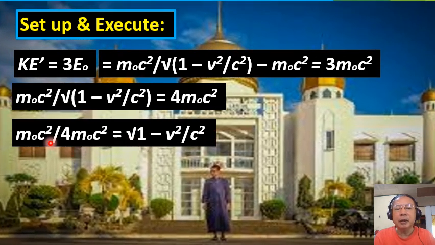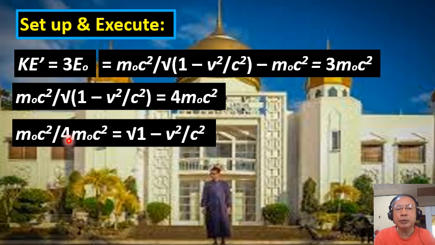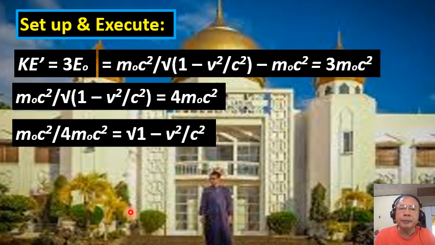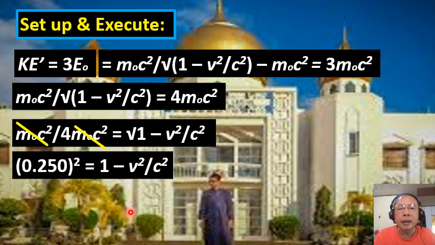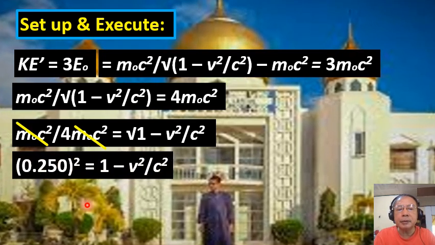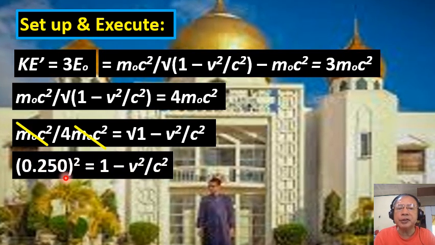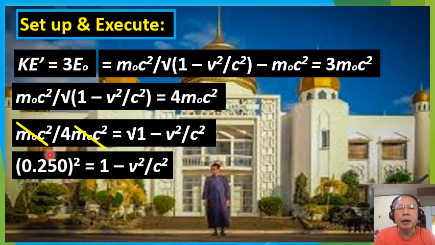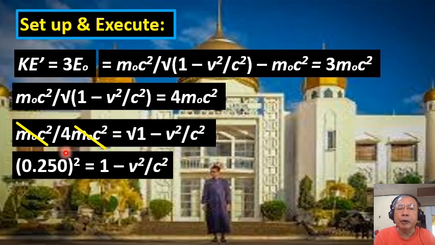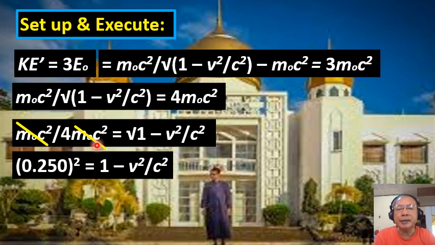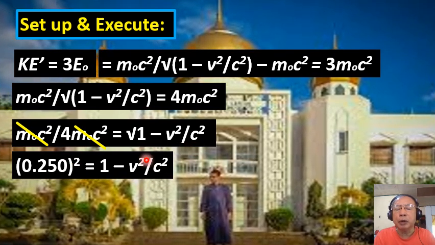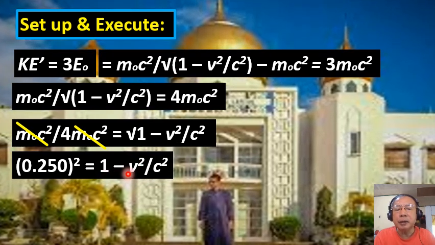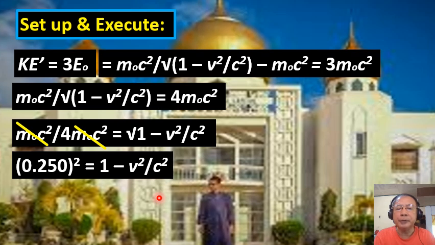So obviously, we can cancel m naught c squared, all right? And get 0.250. That is the equivalent in decimal of, all right, the number 1 over 4. Then we square it. On the right side of the equation, we were able to get rid of the radical sign. So you're only left with 1 minus v squared over c squared, right?